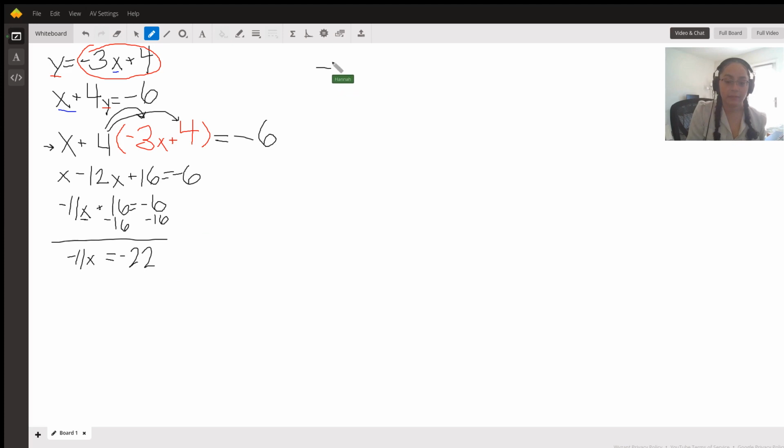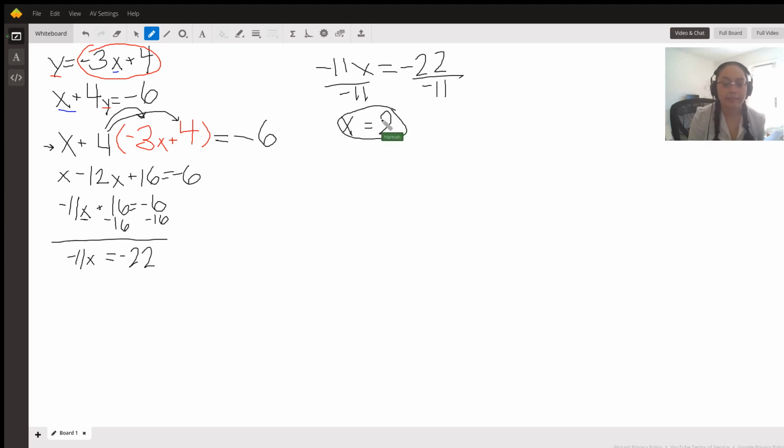So I'm going to come over here to have more space. Negative 11x equals negative 22 is what we have. The last thing to do to isolate the x is to divide by negative 11 on both sides. So if we divide by negative 11, we get x equals, these two negatives cancel each other out, so we get a positive 2. x equals 2 is our answer.